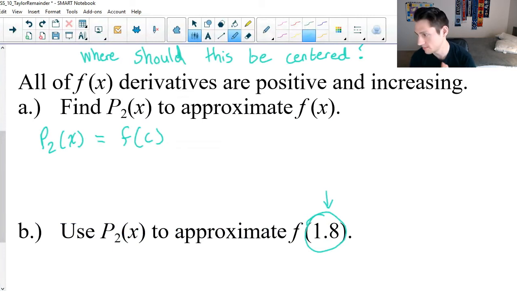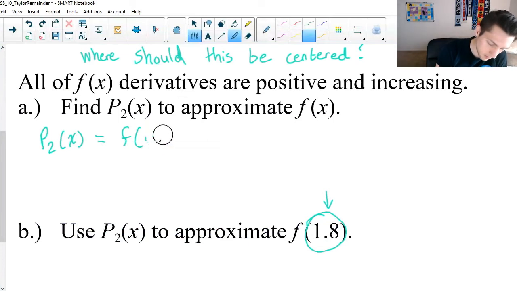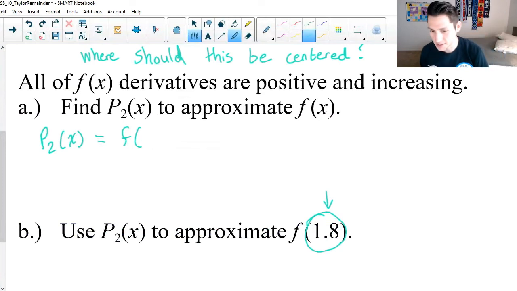Let's get some hype. Come on, hype them up, guys. All I had to do was ask RJ a question that had 1.8 in it, a decimal, and he just instantly knew.